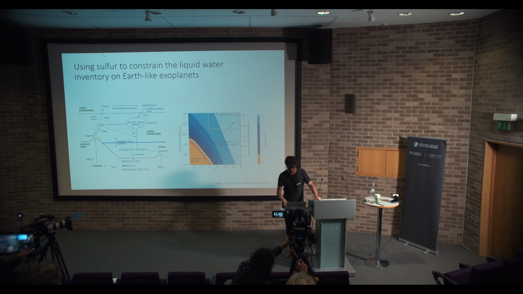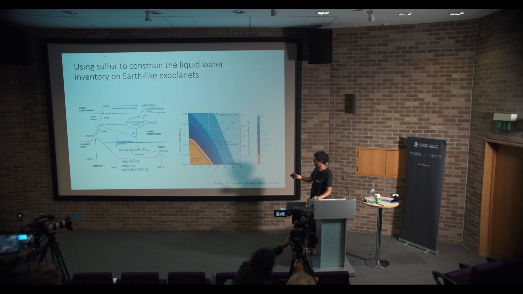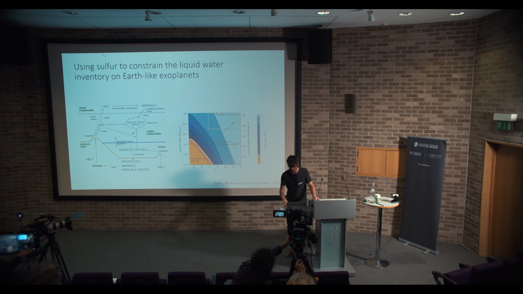And so it turns out if you do the detailed modeling on this using a coupled model with quite conservative assumptions, you can place pretty strong constraints on the water inventory, the liquid water inventory of an exoplanet using observations of SO2 gas alone. And these kind of explorations, I think, would need to be extended further in future if we're going to be able to make the most out of transit observations.